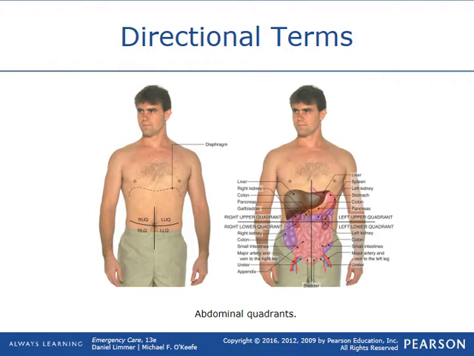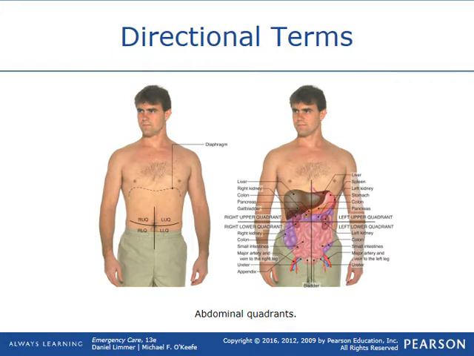So housed in the right upper quadrant, you've got your liver, your right kidney, the colon, the pancreas, and the gallbladder. In your left upper quadrant, you also have the liver, but the majority of it's going to be in the right upper quadrant. You've got the spleen, the left kidney, stomach, colon, and pancreas. You'll notice that the colon goes throughout all 4 quadrants.